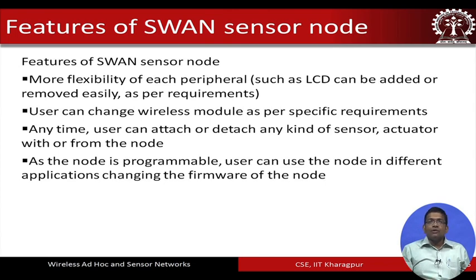Instead of ZigBee, you take the ZigBee out, put maybe a GSM module in, or a Wi-Fi module in, without affecting the rest of the board. So you take it out and put in the other module that you want. So it is flexible in that sense. Anytime the user can attach or detach any kind of sensor or actuator with or from the node. As the node is programmable, users can use the node in different applications by changing the firmware of the node. So just by changing the firmware, this node as a whole can be used for serving different applications.